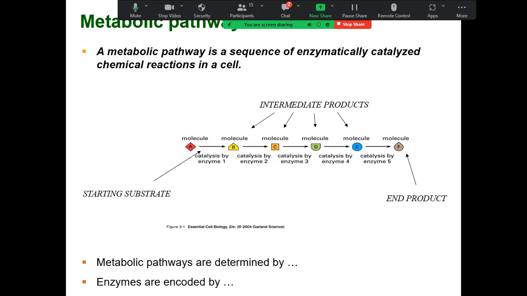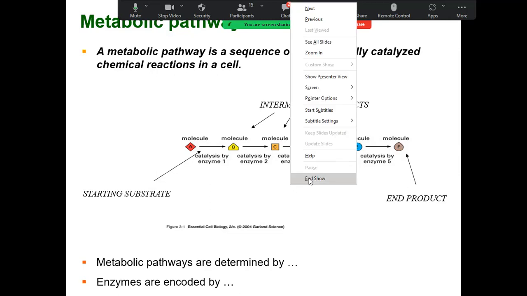Metabolic pathways are determined by enzymes, meaning in a cell, we can have this metabolic pathway work because we have the enzymes in the cell to make the products of the metabolic pathway. And then enzymes are encoded by genes. So ultimately our genes are responsible for our metabolic pathways. Any question about any of that?